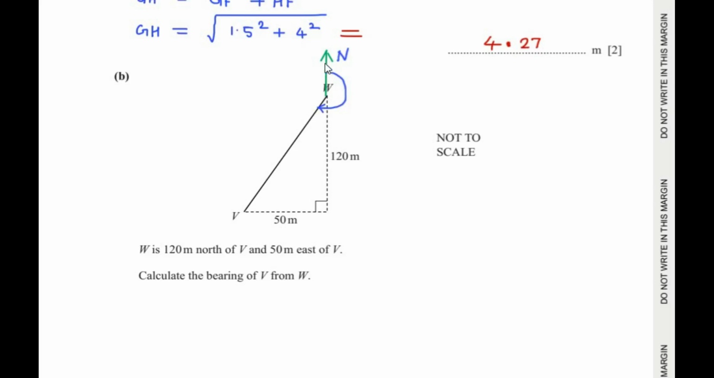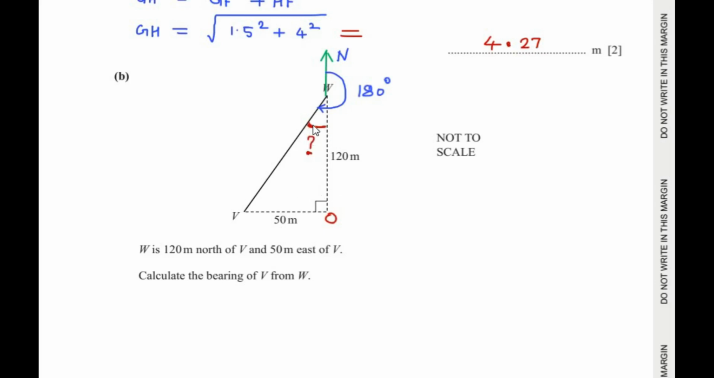Now we know that the north line is a straight line. So this angle is going to be 180 degrees. So let me write here 180. Now we have to find out only a small portion of this angle. That is, this is unknown to us. And since VW, and let me take this point as O, is a right-angled triangle, we can find out this missing angle by using one of the trigonometric ratios.